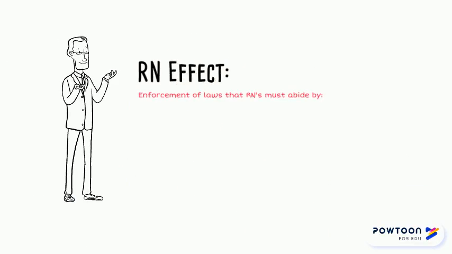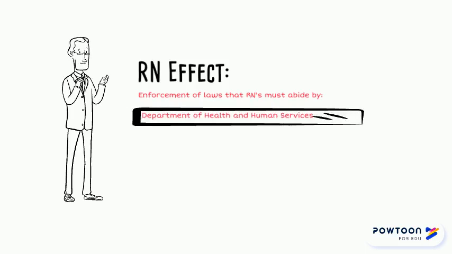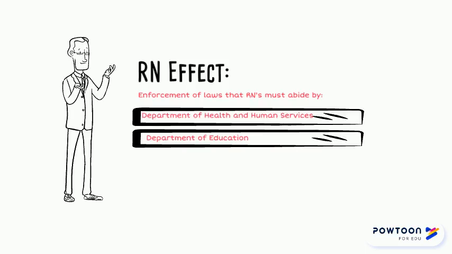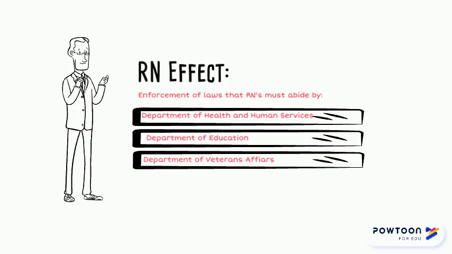Enforcement of laws that RNs must abide by include oversight bodies such as Department of Health and Human Services, Department of Education, Department of Labor, Department of Veteran Affairs, if work for VA.